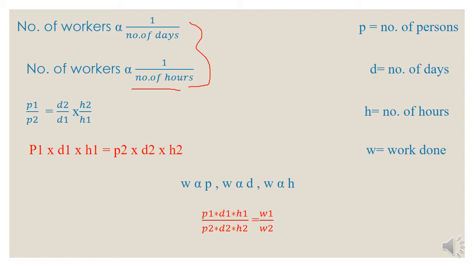From this equation, we can say that P1 into D1 into H1 is equal to P2 into D2 into H2. This is the formula we'll use mostly. And as we know, work done is directly proportional to number of persons, directly proportional to number of days, and also directly proportional to number of hours. From this we can say that W1 by W2 is equal to P1 into D1 into H1 divided by P2 into D2 into H2.